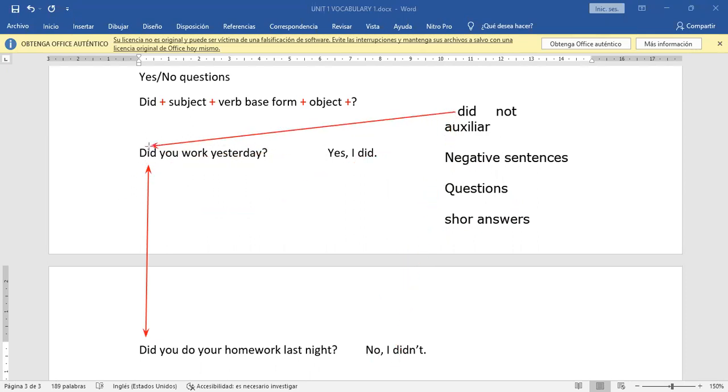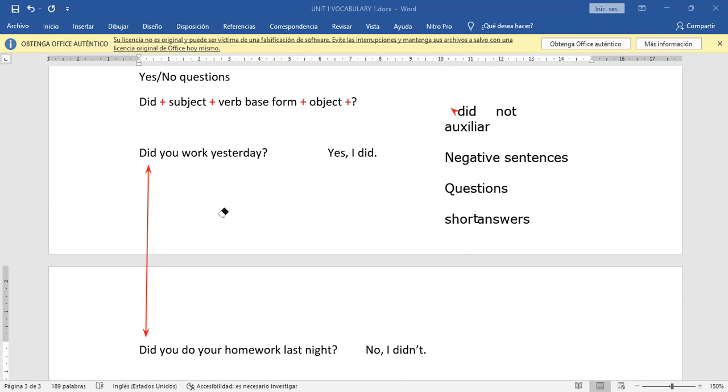Do you remember? Dijimos que tenemos que copiar para responder la pregunta. Short answer. Yes, I did. Did you do your homework? No, I didn't. That is a short answer. Auxiliary did for negative sentences, for questions, for short answers. Short answers, did. Tiene que utilizar auxiliar did. Okay. Good. Let's finish.